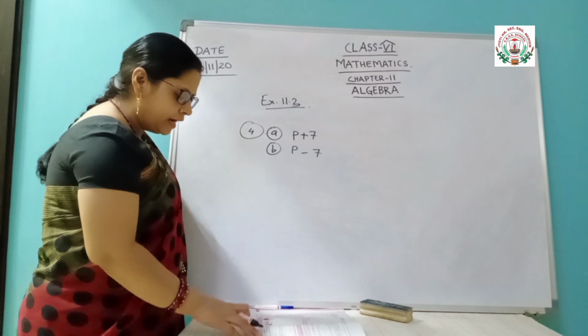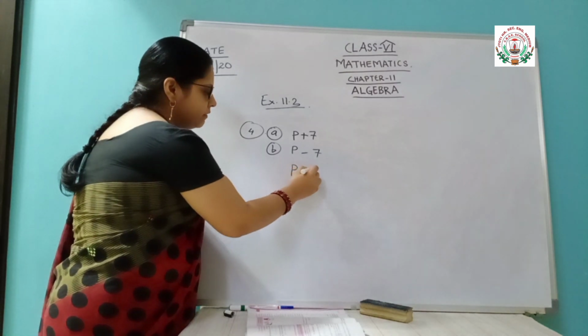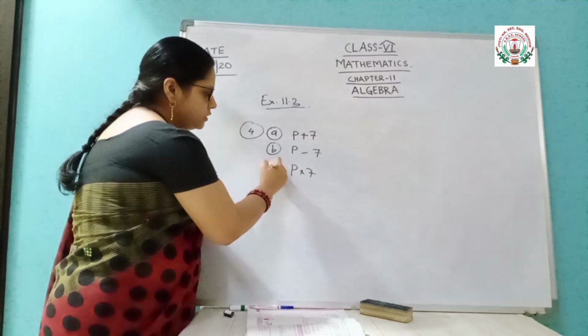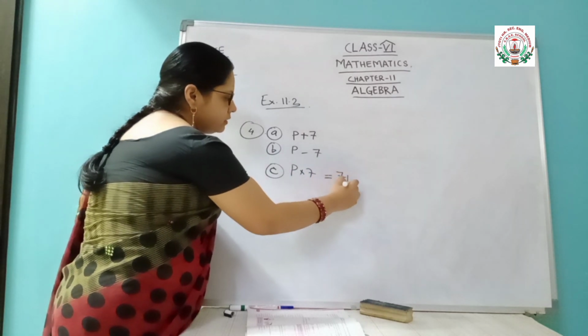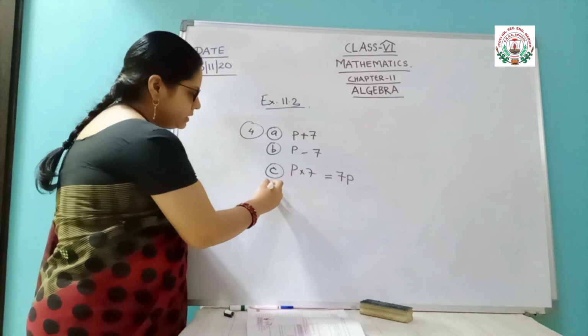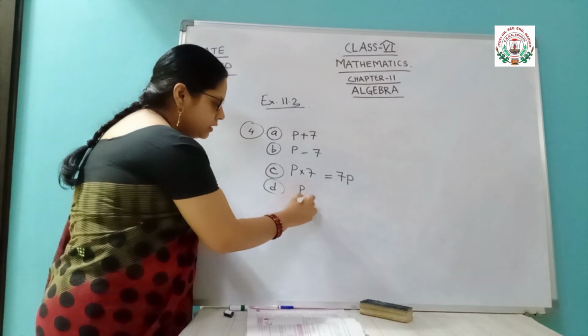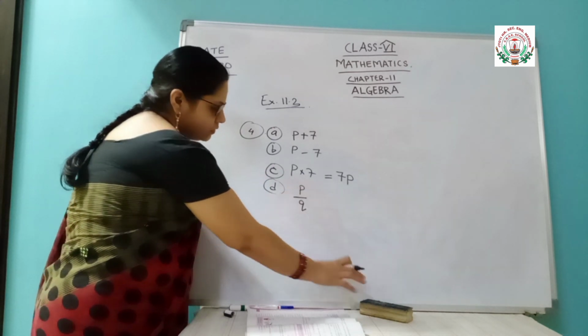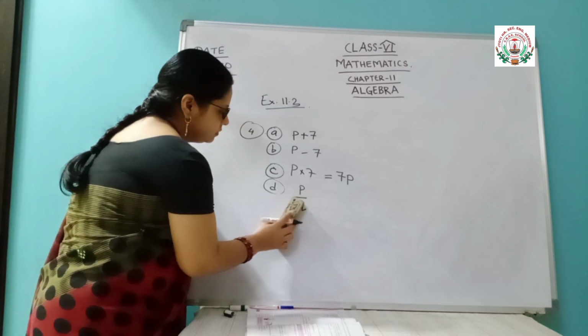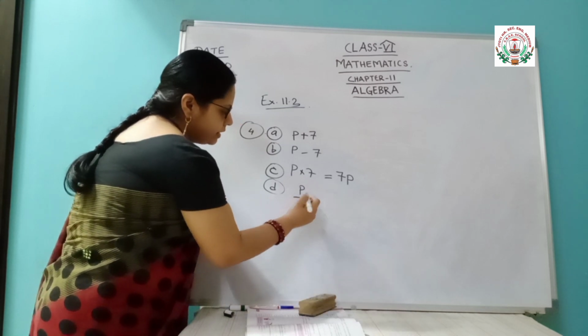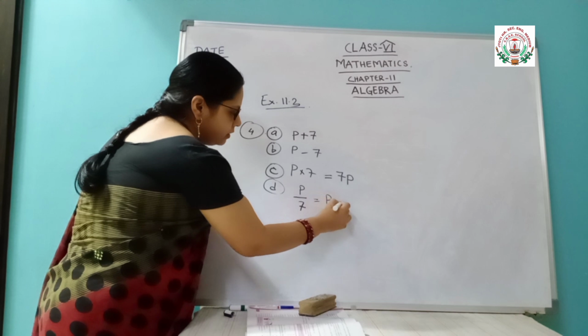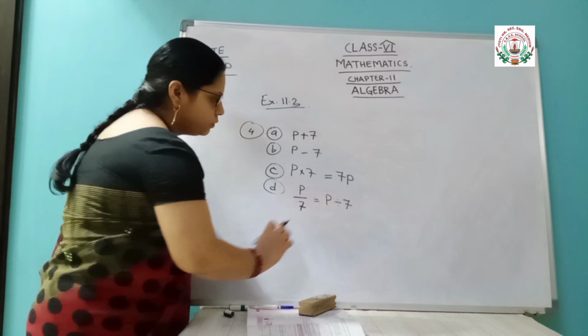Then P multiplied by 7. P multiplied by 7. You can write like this also and you can write like this also. Then next, P divided by 7. P divided by 7. You can write in this way also and you can write like this also. Both are correct.